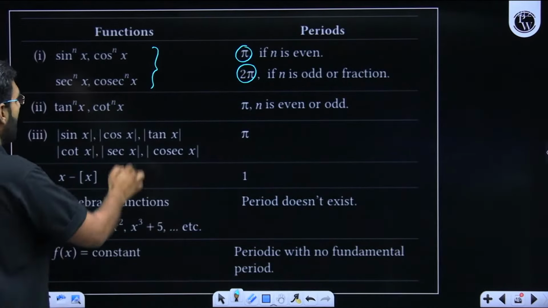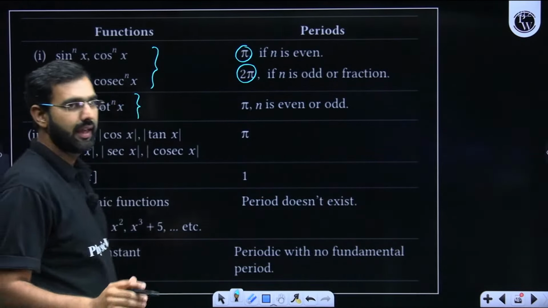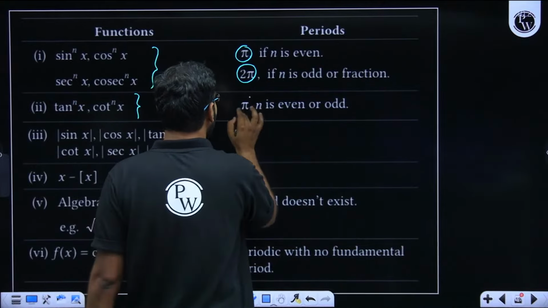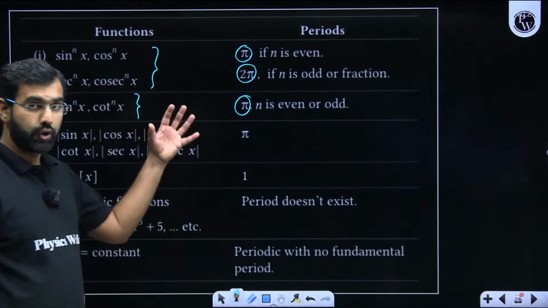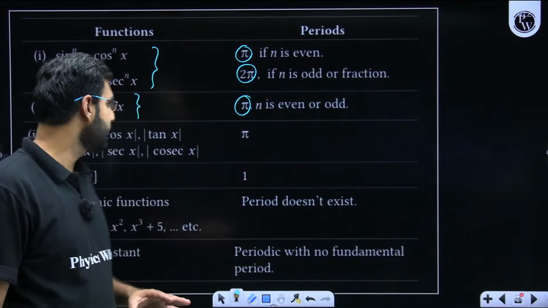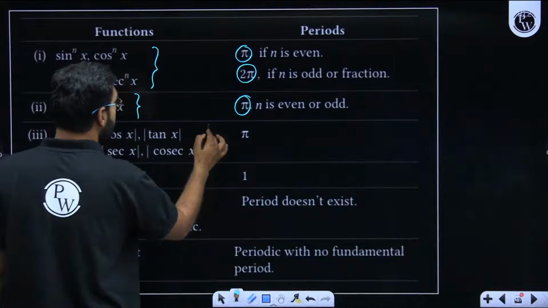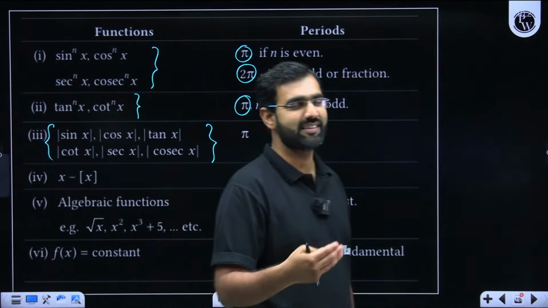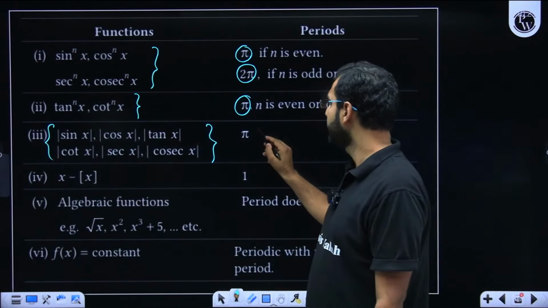Similarly, if you have tan x and cot x, and if they are raised to a certain power, whether odd or even, it doesn't matter, they'll have their period to be pi. You got to remember this slide. Please keep it with yourself. Don't forget that. And whenever you put a mod on any of these, sin x, cos x, tan x, cosec x, sec x and cot x, the period becomes pi.